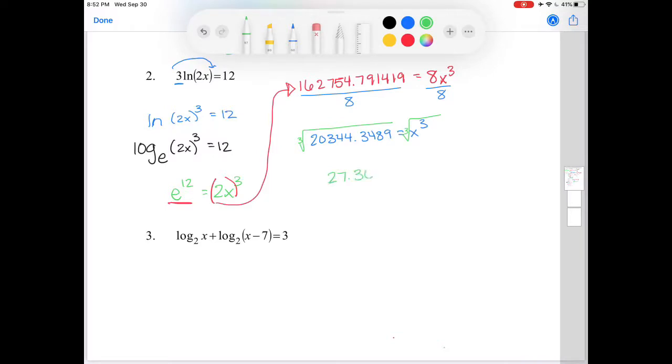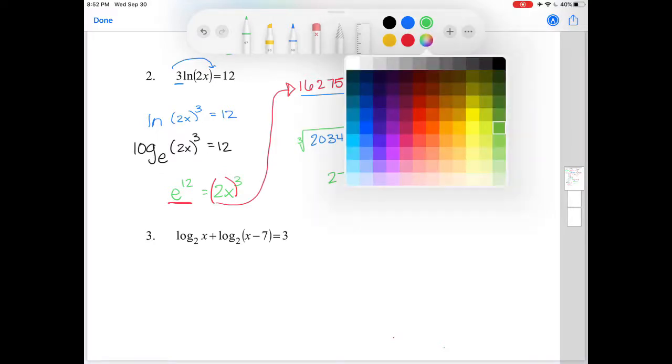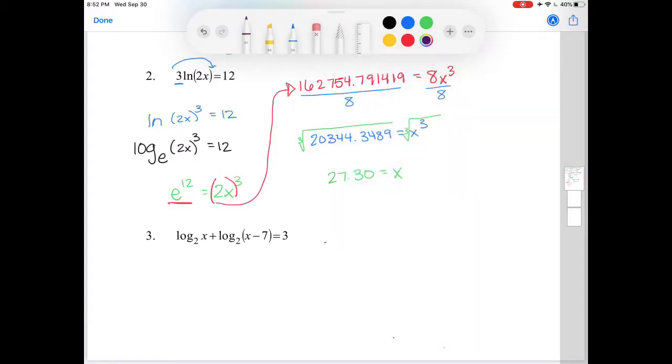27.30. And that's going to be my x. Okay, lots of calculator work on this one. We can totally do it.